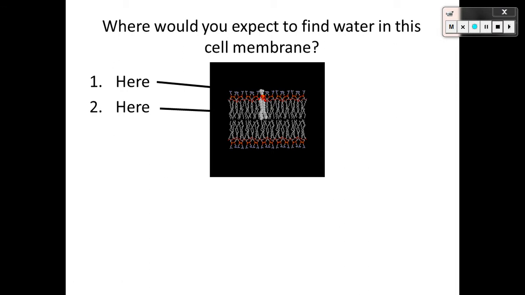So the correct answer on this one is going to be number 1. It's going to be on the outside, right? Because water is going to be outside of the membrane and inside of the membrane, outside of the cell and inside of the cell, but never inside of the membrane, because that's where all those fatty acids are hanging out that don't like water.